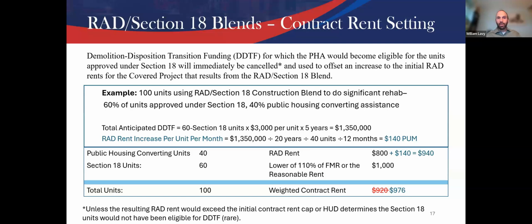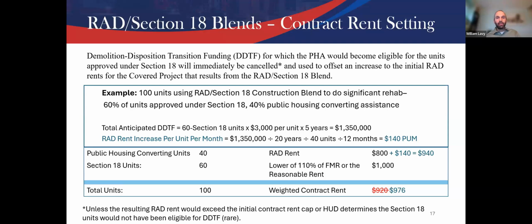So let's come back to our example of a 100-unit property using a RAD Section 18 blend, 60% going through Section 18, 40% through RAD. So the first question is, well, how much DDTF would that Section 18 approval normally trigger? So you've got 60 units going through Section 18. Let's say on average, this PHA was receiving about $3,000 per unit in the capital fund per year. And the DDTF is provided over 5 years. That's a total of $1.35 million.